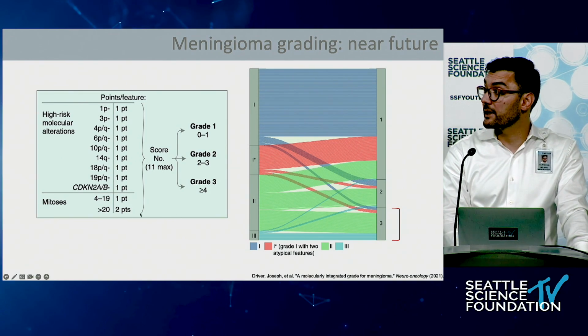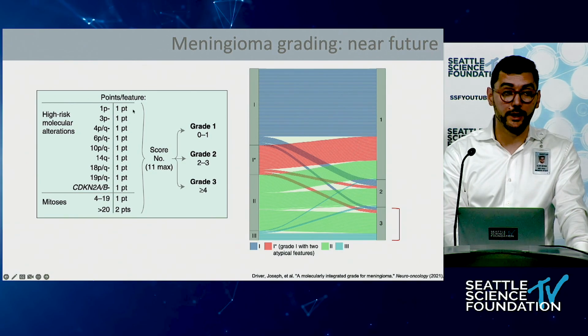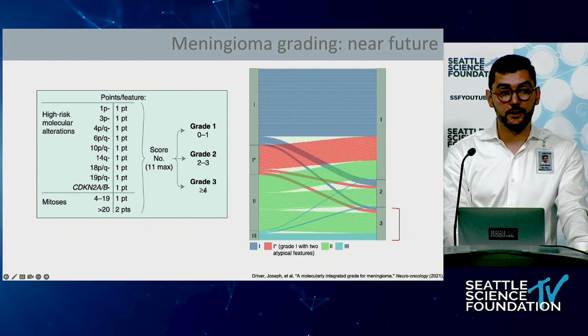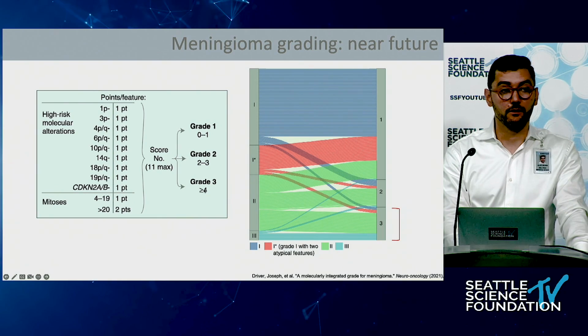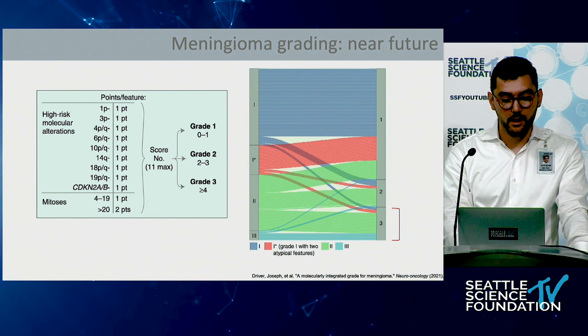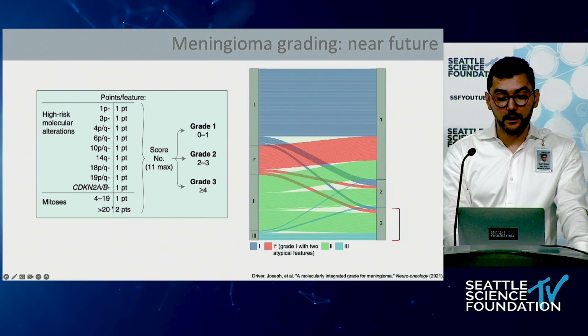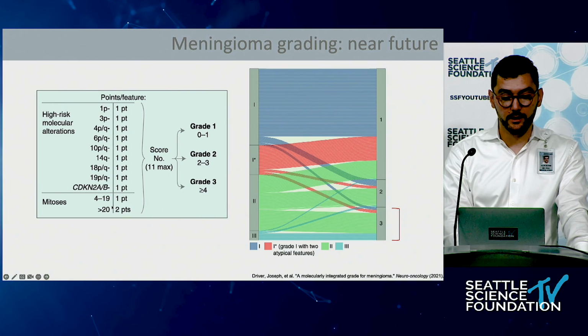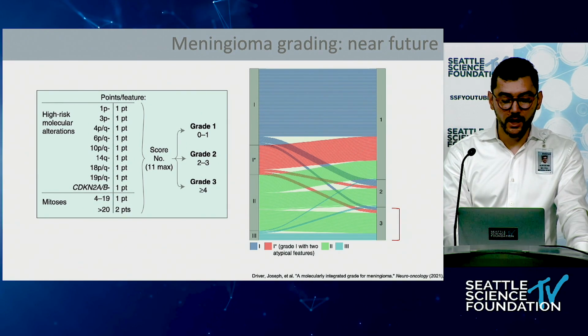You can see it's not complicated. Basically, for each feature, you get a point. If you have 0 or 1 points, it's grade 1. 2 or 3 points, it's grade 2. More than 4, it's grade 3. And this was arbitrary. This is not a validated algorithm, because there's really no data to do that with. They did include mitoses as a lone histologic criterion in the grading system.